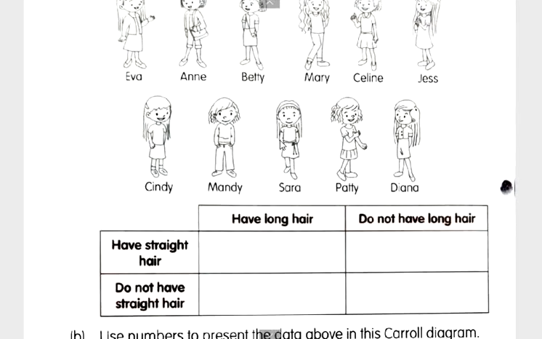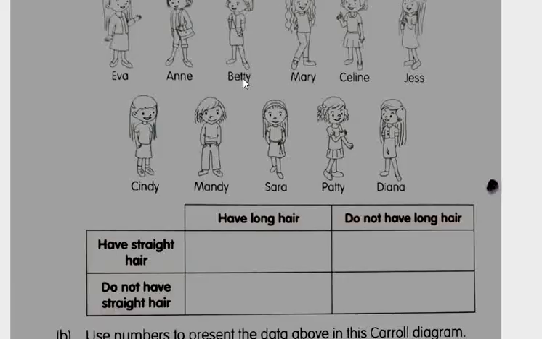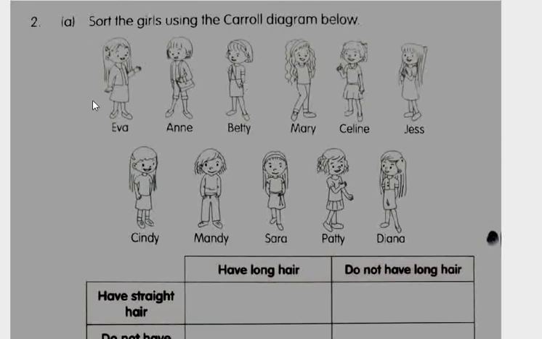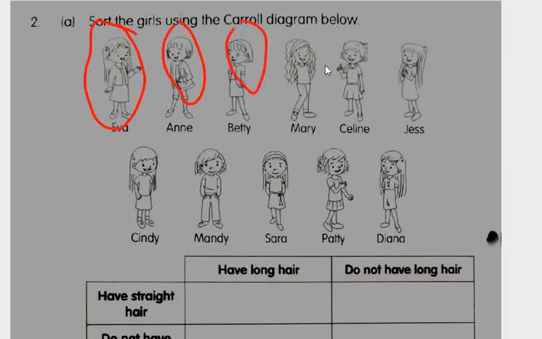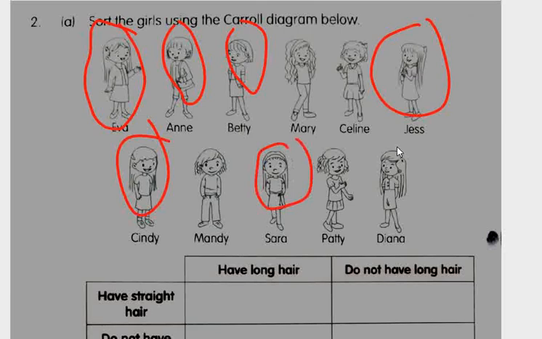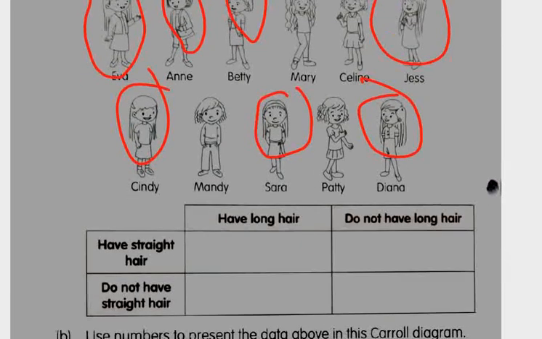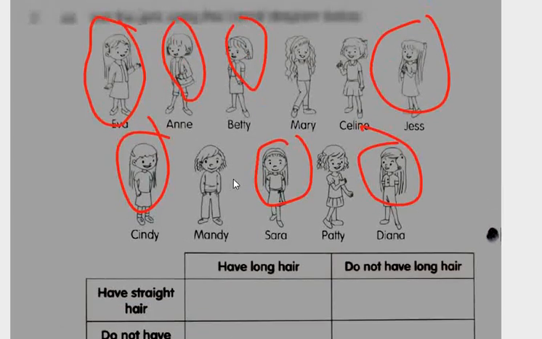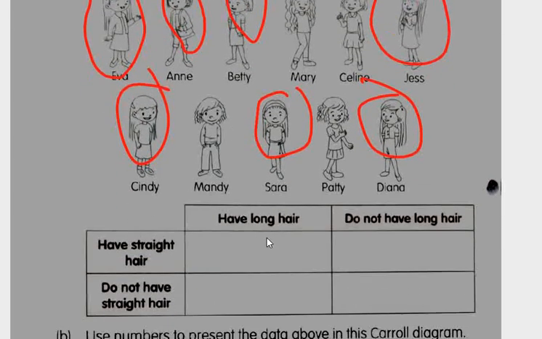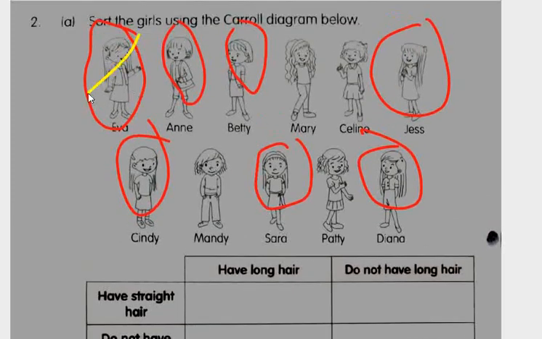Look at the table. Have straight hair, but have long hair. So let's mark all the straight hair first. Okay. So this one has straight hair. Also, this is curly, straight, curly, straight. Okay, now let's mark those who have long hair. Okay, this is long hair, this is long hair, this is long hair.